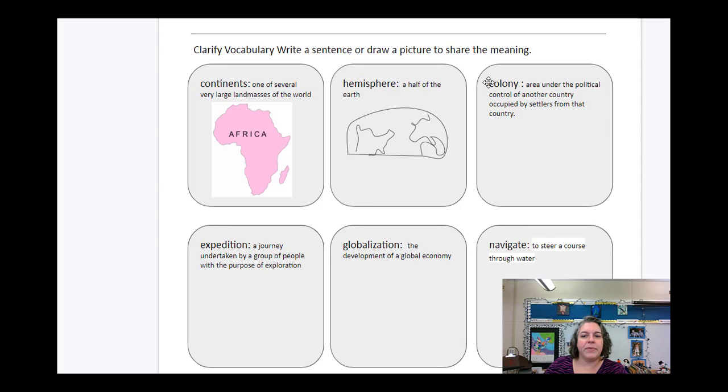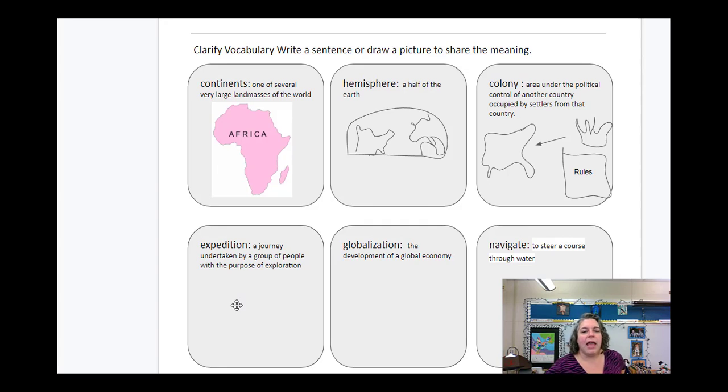The next one, colony: an area under the political control of another country occupied by settlers from that country. I'm going to try this one real quick. For this one, I drew a crown. That's a fancy crown right there. They have the rules, and then it points over to my really bad drawing of North America. So the king over here has rules, and he's ruling that country there. There's my colony. All right, moving on.